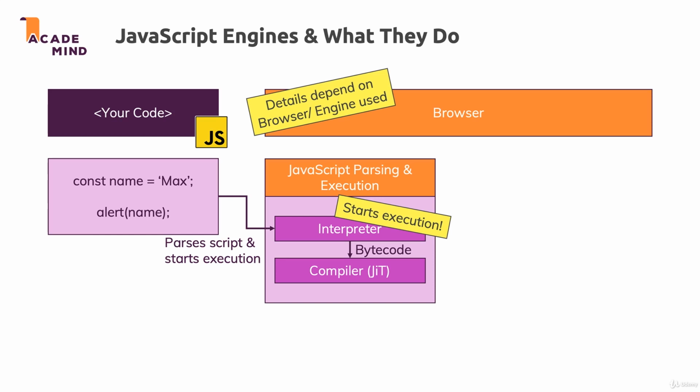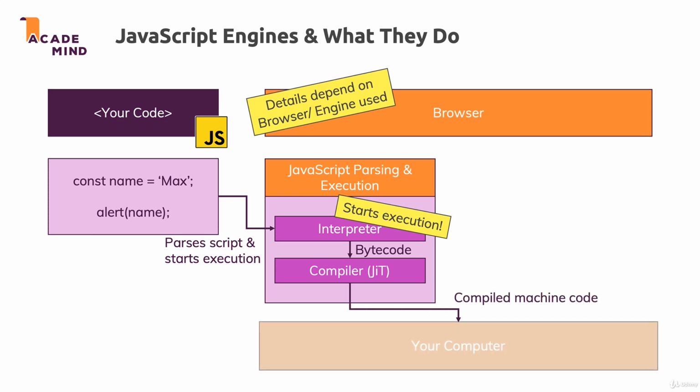Now, once this compilation to machine code is done, which typically is also relatively fast, this machine code is handed off to your computer, which then will execute it. And that's then the fastest possible way of executing the script.